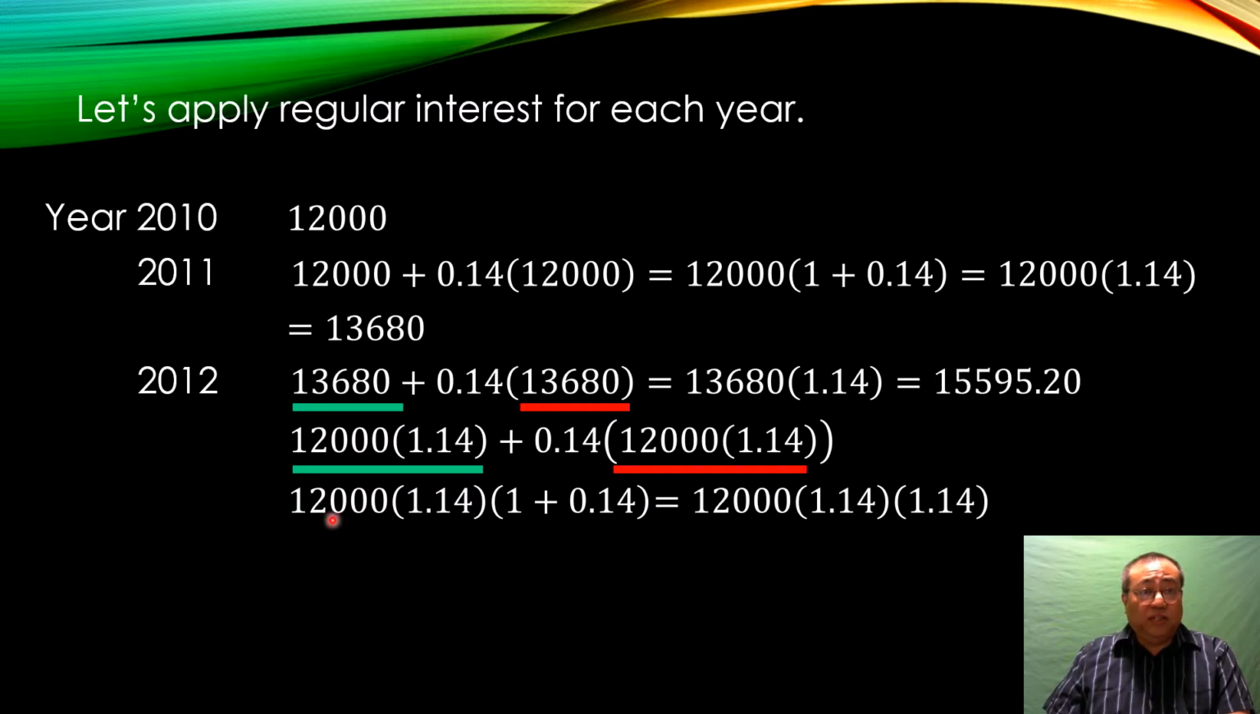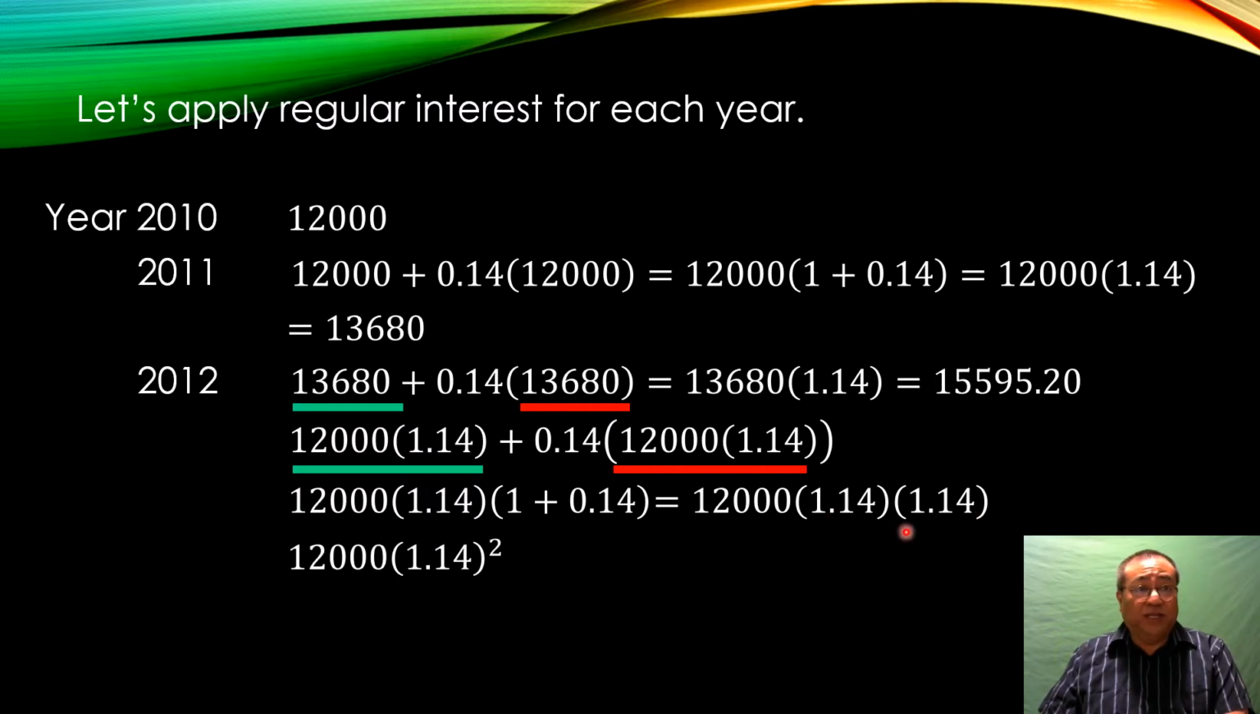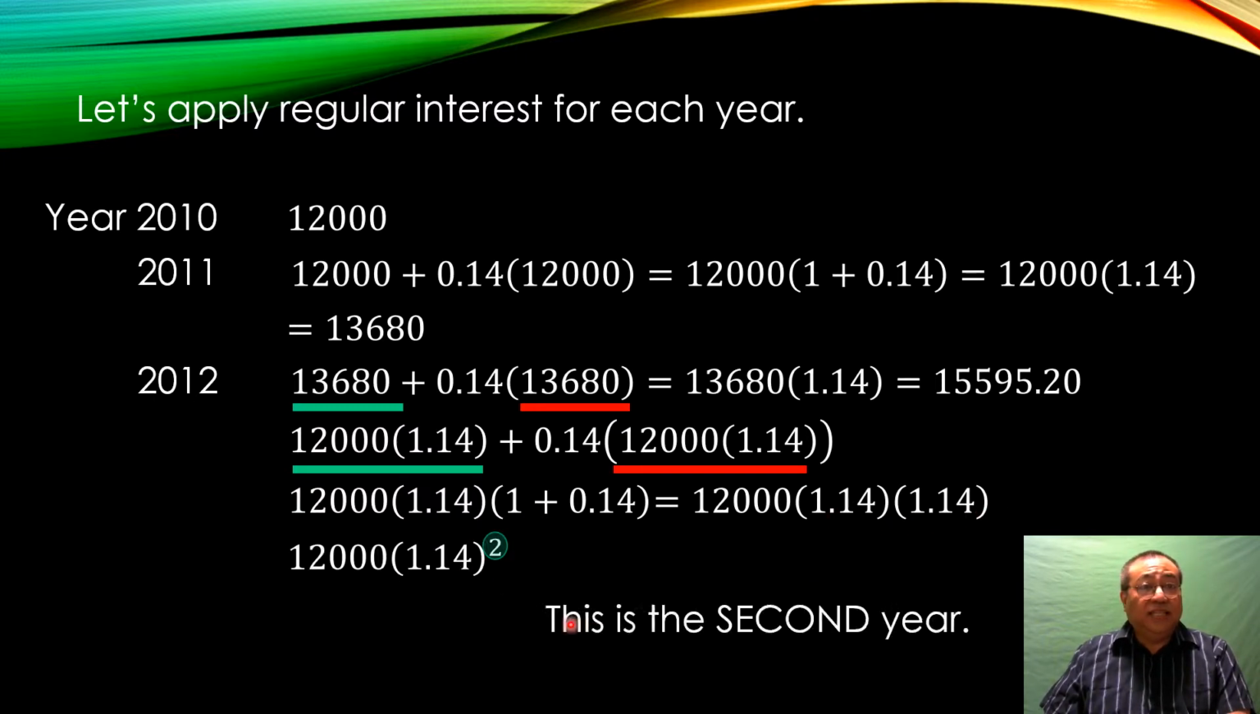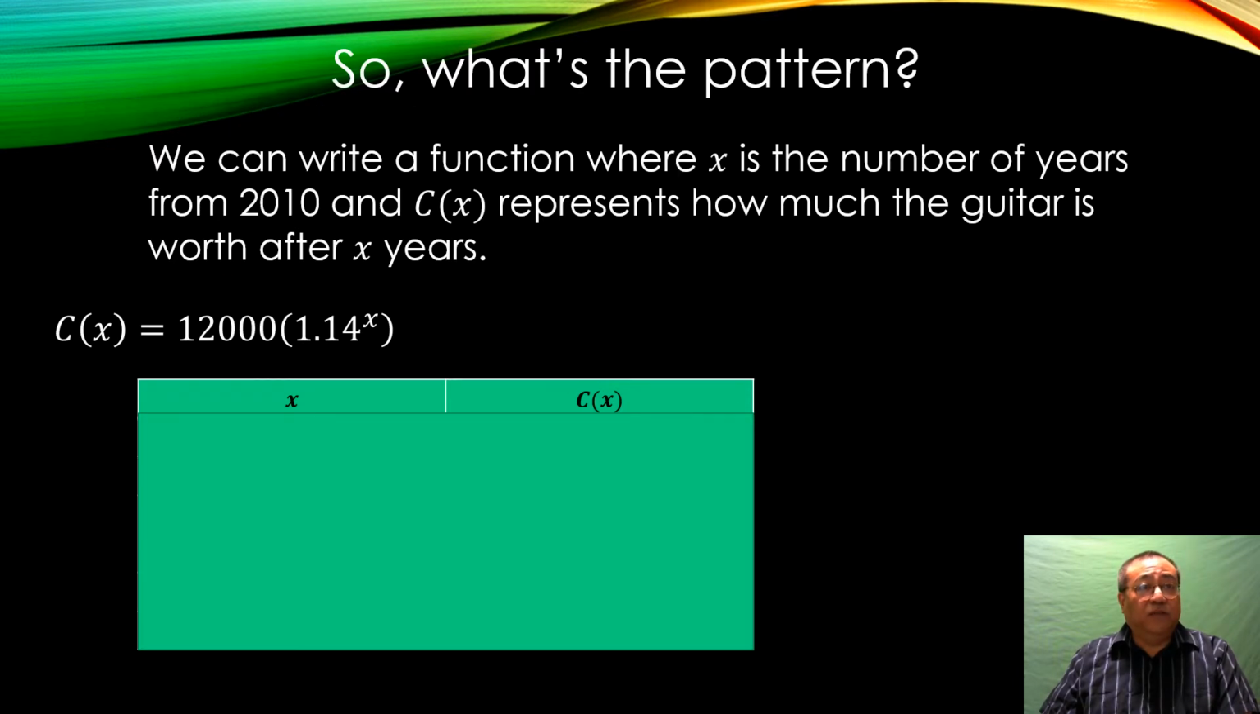So what do we got? We got 12,000 times 1.14 times 1.14. So there's two of those, and we write that in exponential form. Now that's the second year. So we have a way to write a formula, so we don't have to sit there and figure out every one of them. Well, I guess we could, but we have a regular formula.